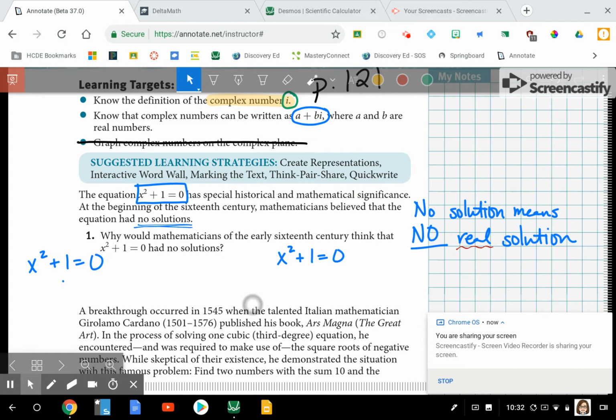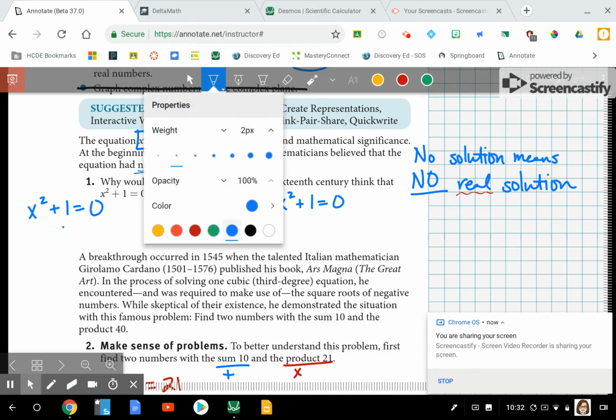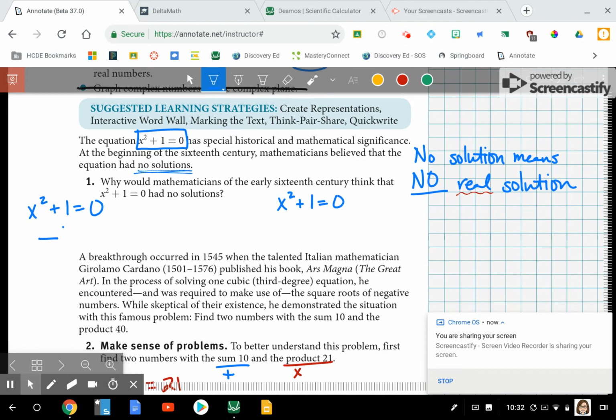So to start us off, let's look at this quadratic: x squared plus 1 equals 0. Well, let's try to factor it. What two numbers can we multiply to get 1 and add to get 0? Well, is it possible? No, it's not. There's no solution.